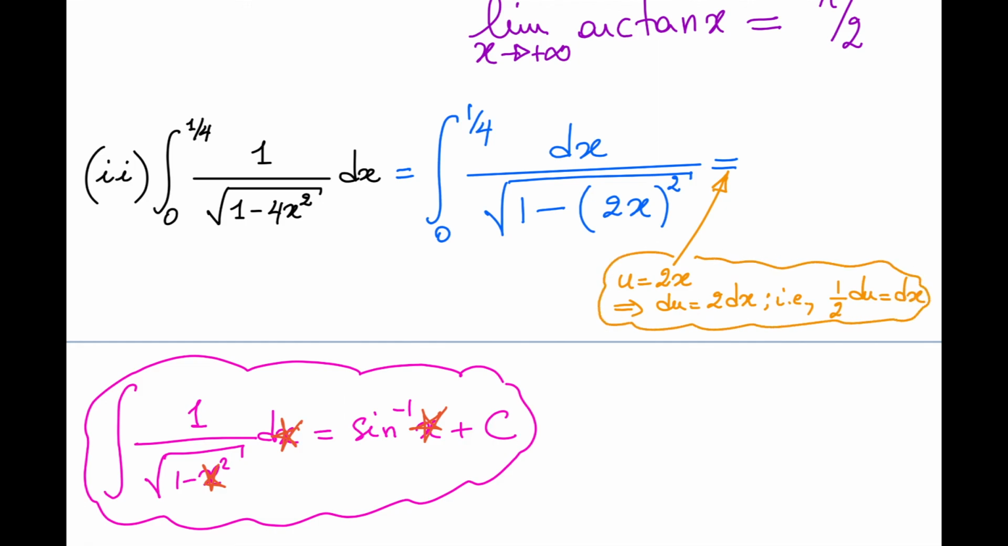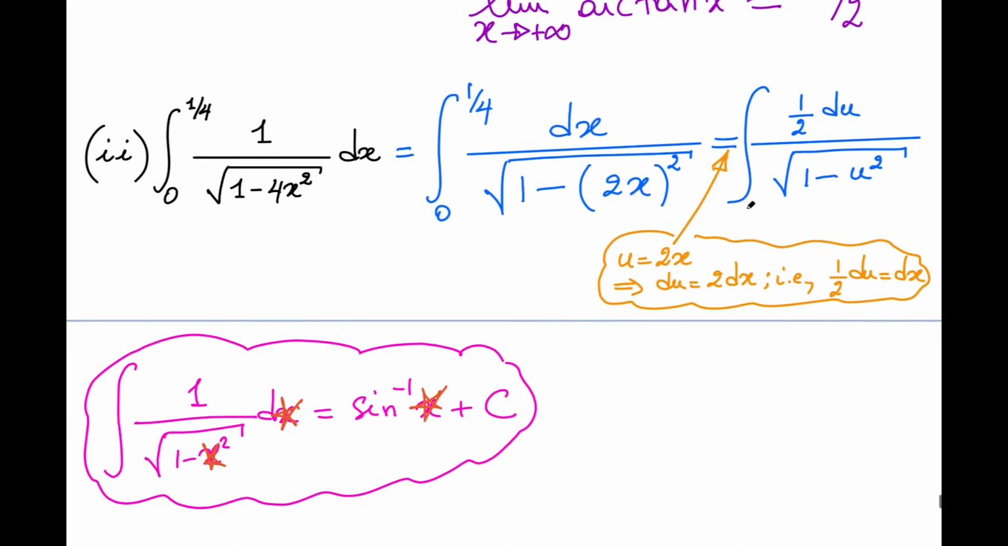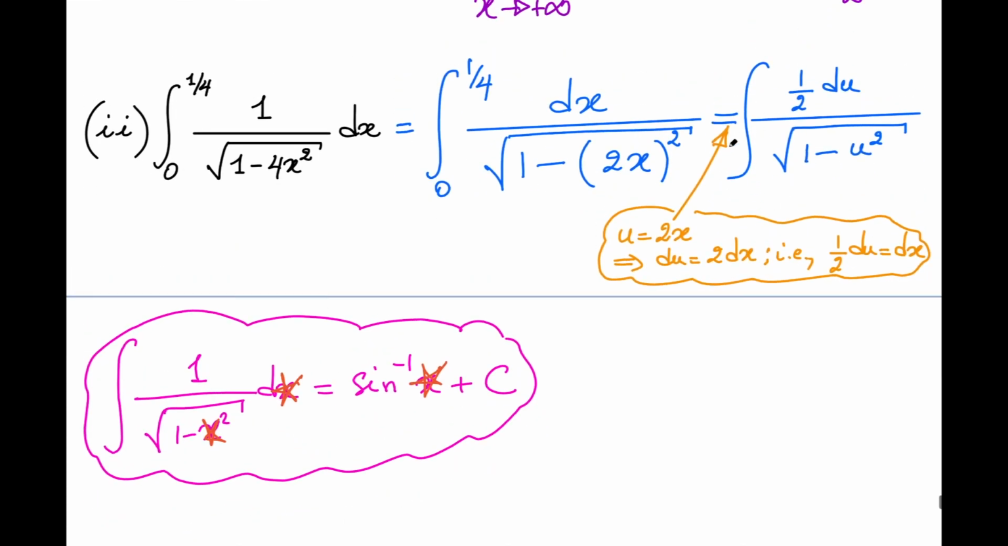Okay, so the typical U substitution, and then this blue part becomes equal to the integral. It's a definite integral. We still need to determine the bounds because we're doing this transformation. Dx is half du divided by the square root of 1 minus u squared, right? Because our u is 2x. Okay, so this looks good. I still need to determine the bounds.